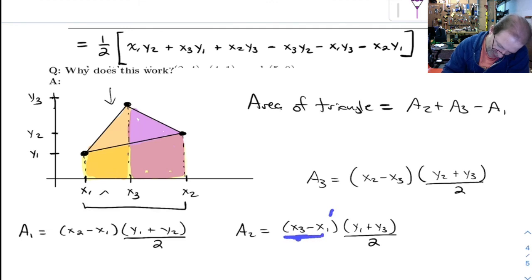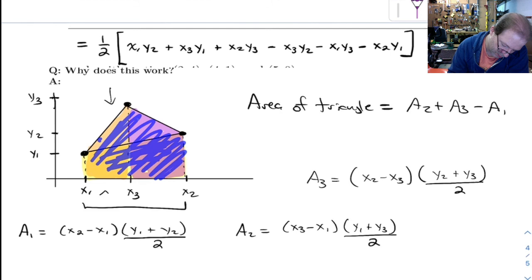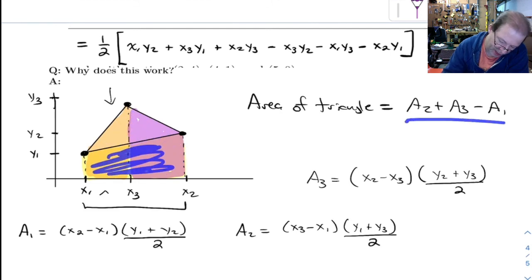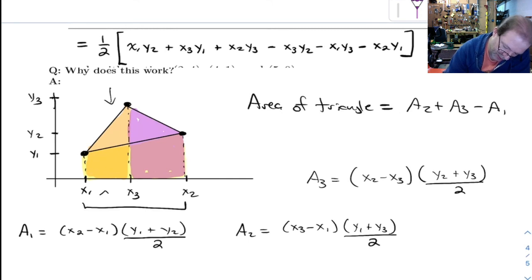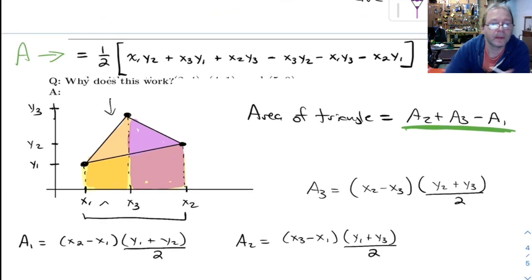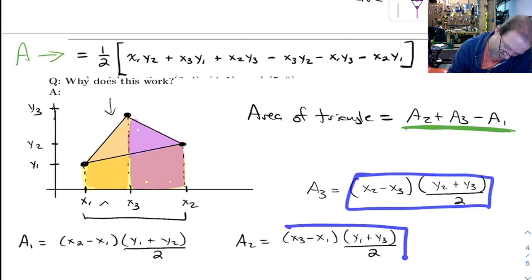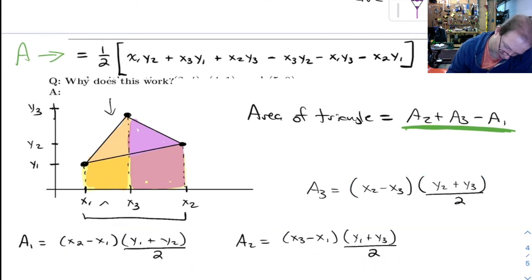Let's just double check that. A2 is the one that goes from x1 to x3, so this is A2 over here. A1 was the one that went from x1 to x2, so that's the one across here. We're taking the whole area and subtracting this off of it, and this is our area. So what I'm claiming here is that this area here is equal to this area here. If we wanted to, we could go through and do all the algebra: multiply this out, do the same thing with this, add them together and subtract that off, and you would get that right there. That would give you the area of the triangle.